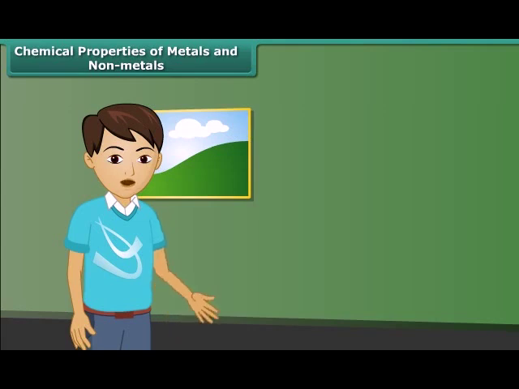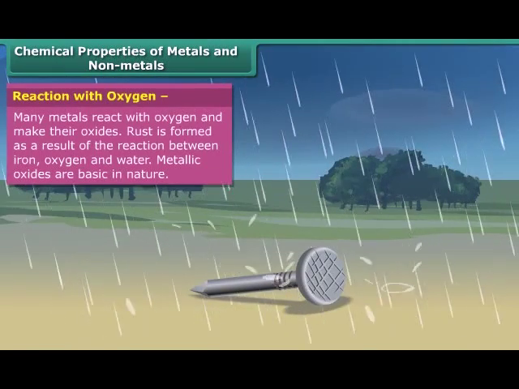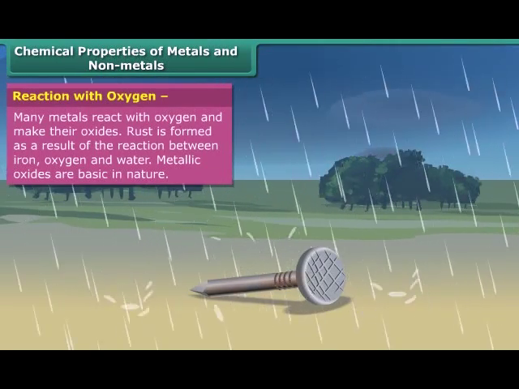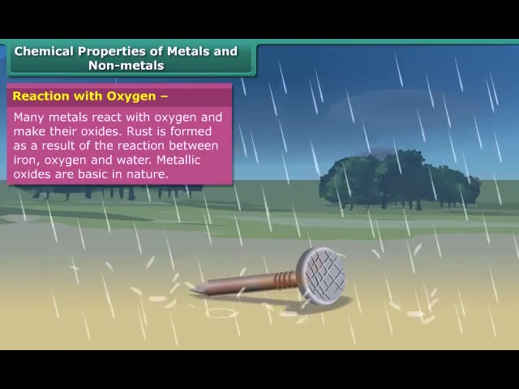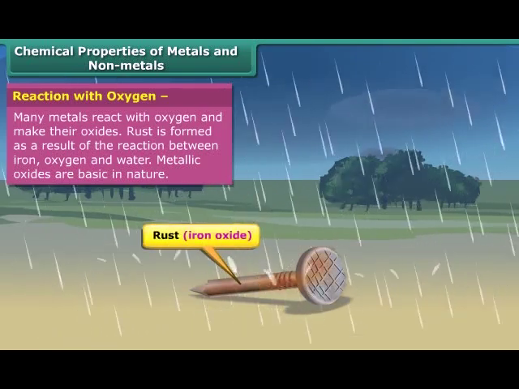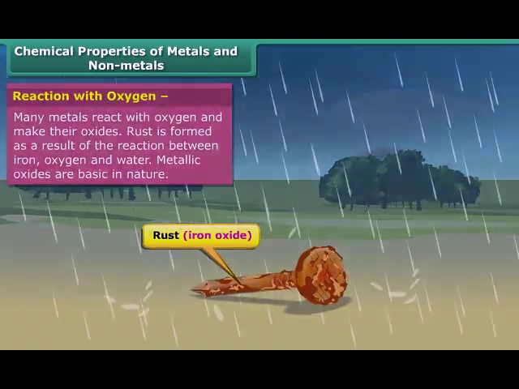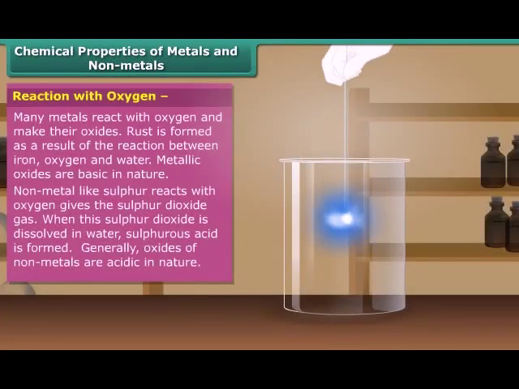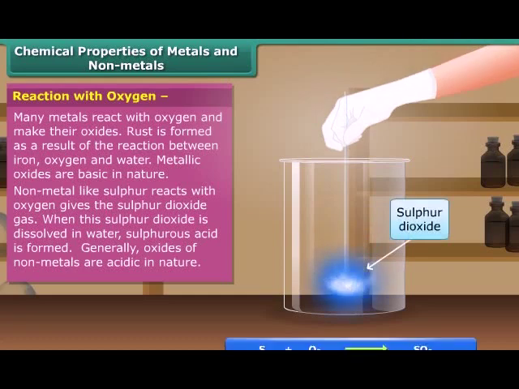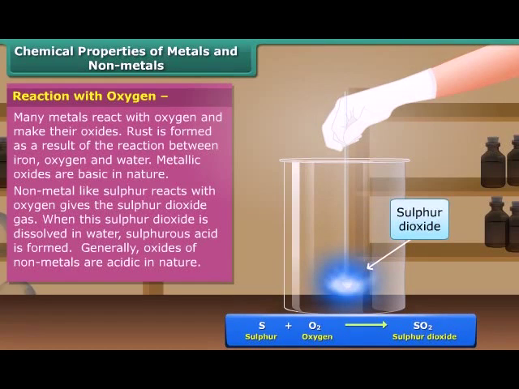Friends, after discussing the physical properties of metals and non-metals, let's know about their chemical properties. Metals like iron, copper, magnesium, etc. react with oxygen and make their oxides. These oxides are basic in nature. Now we talk about the non-metals. Sulfur reacts with oxygen, giving sulfur dioxide gas. Oxides of non-metals are acidic in nature.